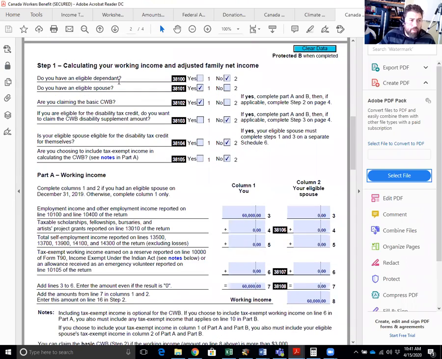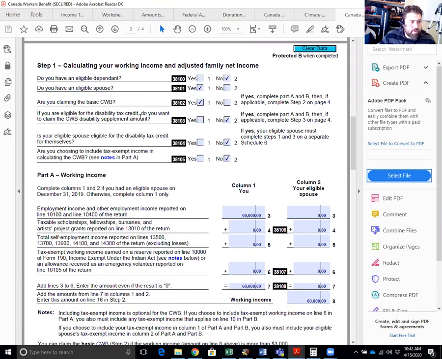We have some check boxes here. Do you have an eligible dependent? In our problem that we were looking at, this couple does not. Do you have an eligible spouse? The taxpayer is going to say yes. Are you claiming the basic CWB? We're going to say yes. This is Canada Workers Benefit.